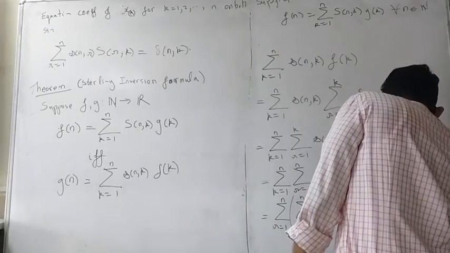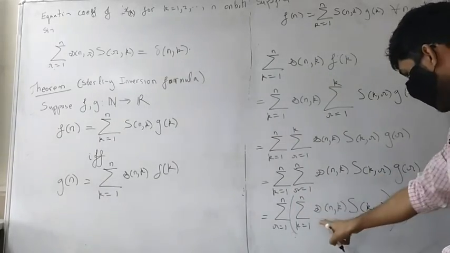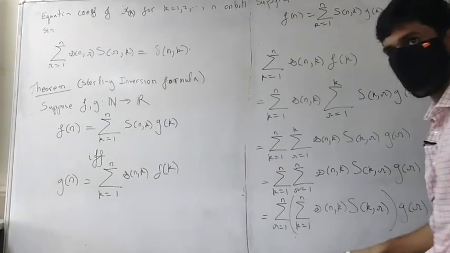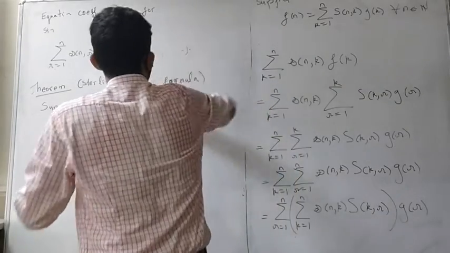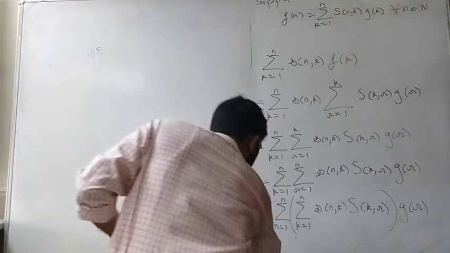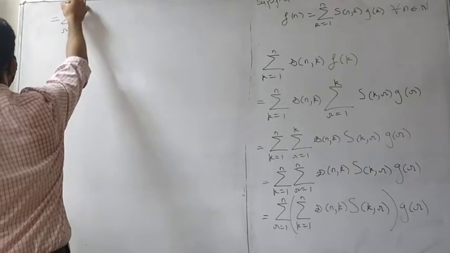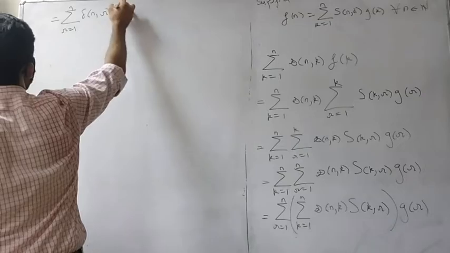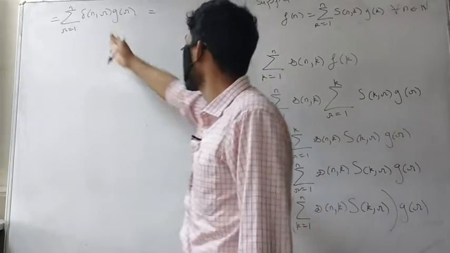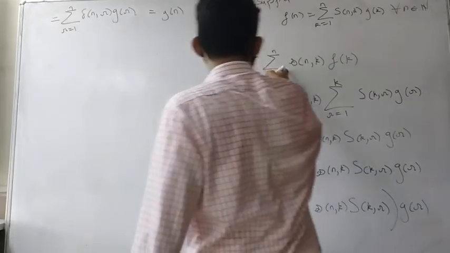What is this? Delta n r. That is delta n r. So this is summation r going from 1 to n, delta n r, g r. What is this? g n. Everything else is going to be 0 except for delta n n. So this is nothing but g n. So we have proved the result.